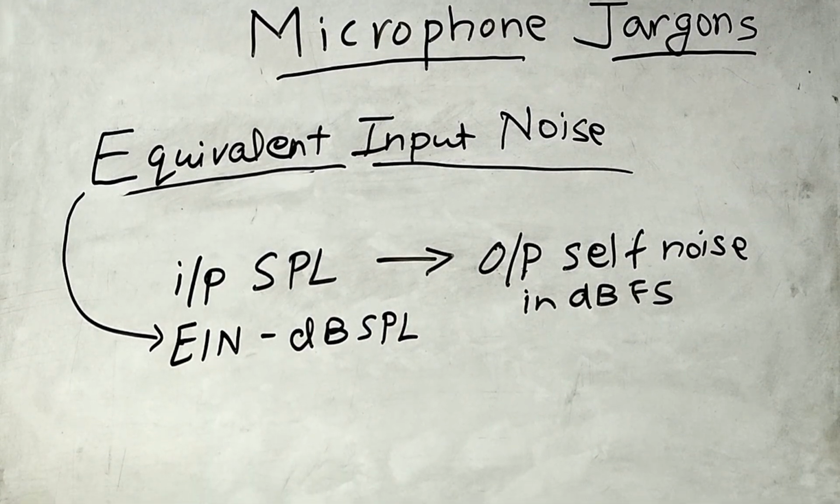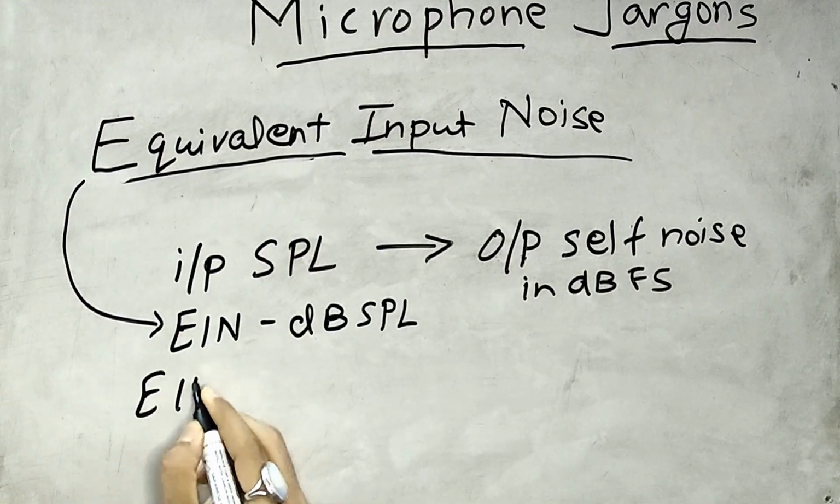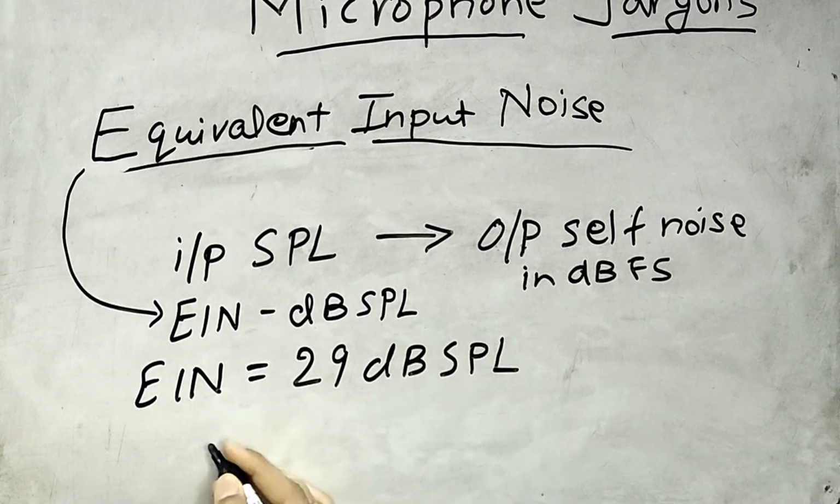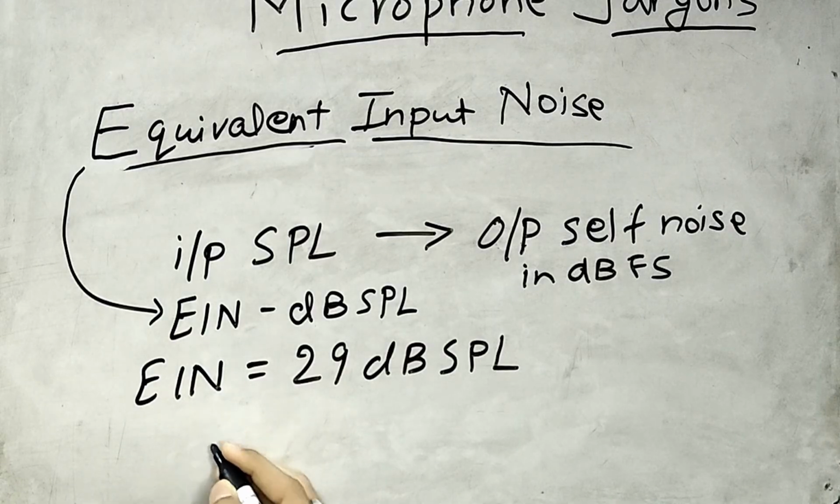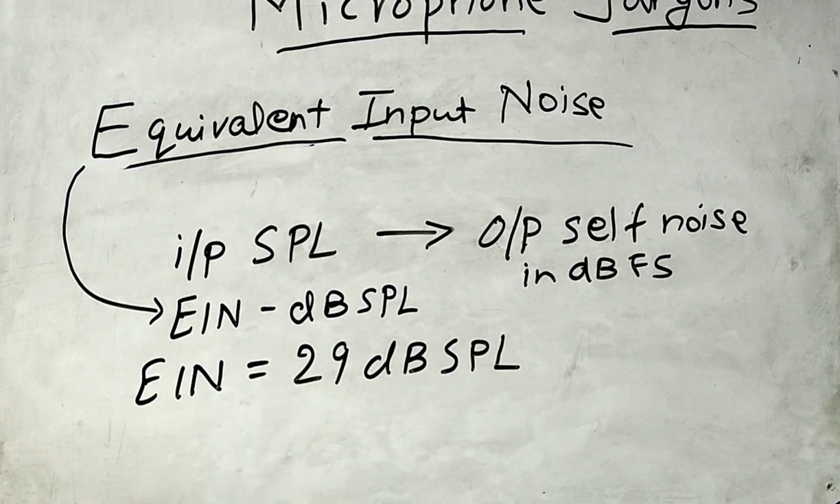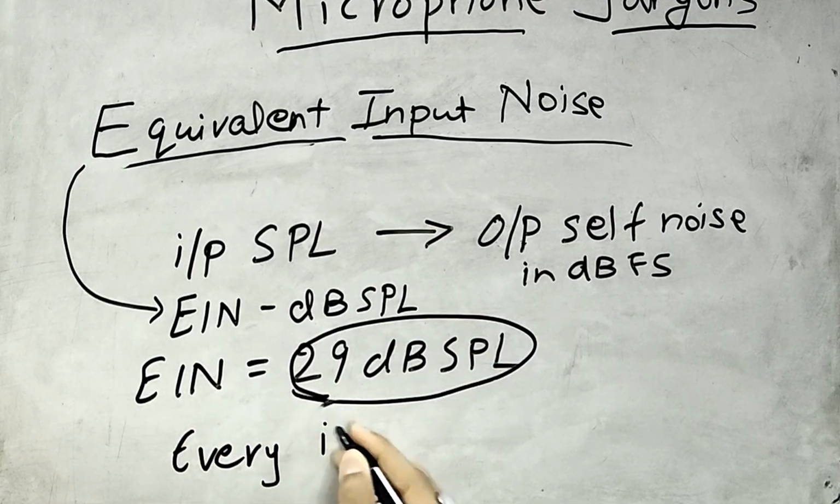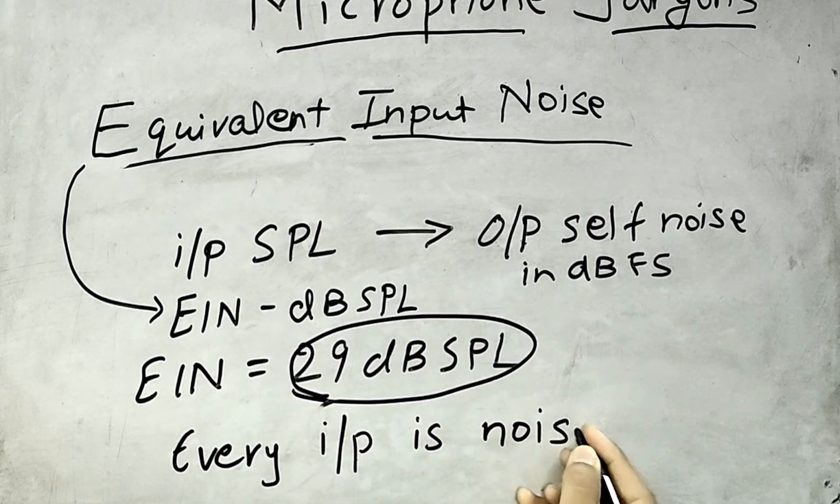So for example, if EIN is 29 dB SPL, it means even in a silent room, the microphone behaves as if there's a 29 dB SPL sound around. This value directly limits the mic's minimum usable sound level, as below this signal everything would be considered noise.